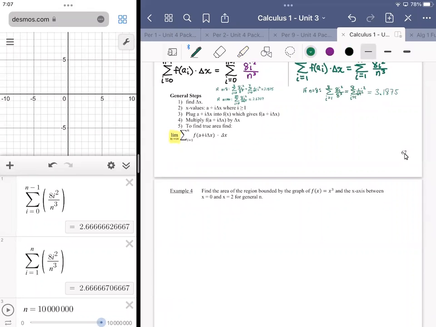All right. So this one, here's another typo, should have been x squared. Do the progression here. Hopefully, it was supposed to be, let's generalize more and more as we go, increase the number of rectangles. Then we make it the general number of rectangles, and then we come up with the rule. So anyway, find the area of the region bounded by the graph of f of x equals x squared and the x-axis between these two values for general n.